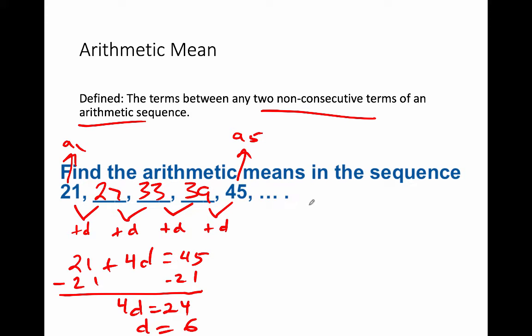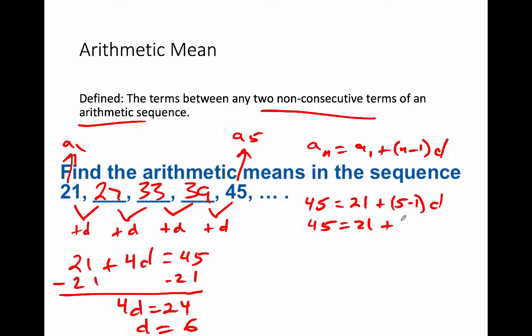The other way you can do this is you can call this a1 and this a5. And so you can go, the value of the fifth term is equal to the first term plus 5 minus 1 times the common difference. So now we're using the formula an equals a1 plus n minus 1 times d. Okay, look, it's the same problem that we did over here. It's just that sometimes you don't have that visual.